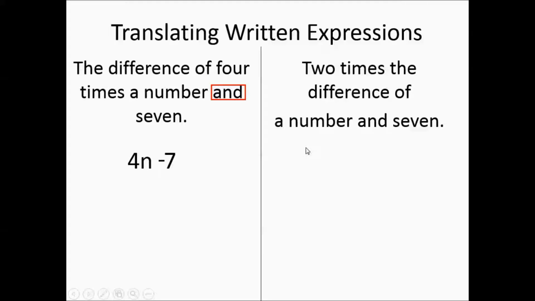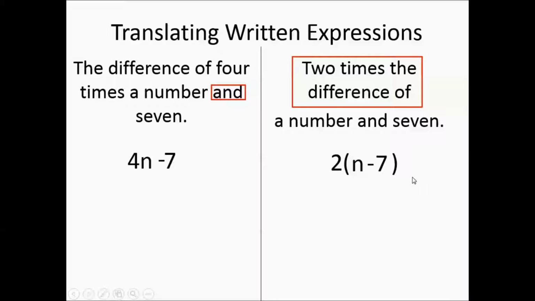Over here we have 2 times the difference of a number and 7. A lot like the other problem. 2 times the difference of means 2 up against some subtraction in parentheses. And then the things that we're subtracting are a number and 7. Now just because it's subtraction doesn't mean you always do a switcheroo. In this case there's no switcheroo phrase, so it stays n minus 7.